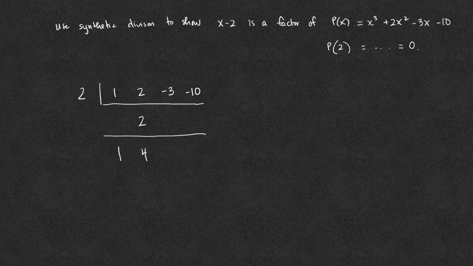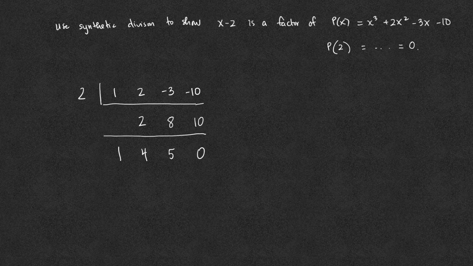And write the result in the next column. And then add the numbers in that column. Negative 3 plus 8 is 5. And then repeat. 5 times 2 is positive 10. Write the result in the next column and then add. Negative 10 plus 10 is 0.